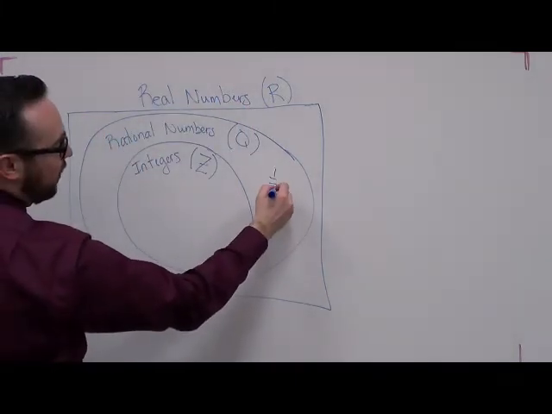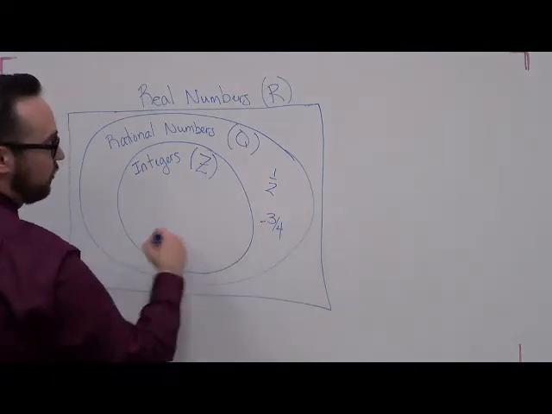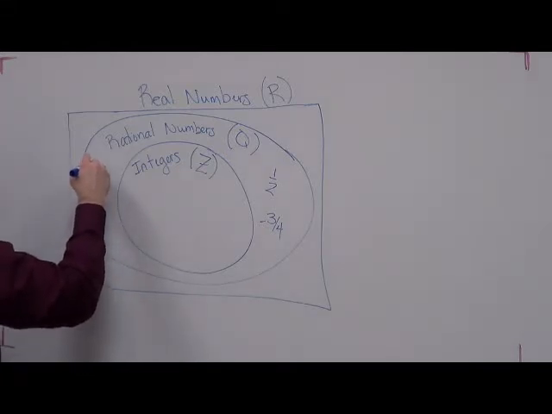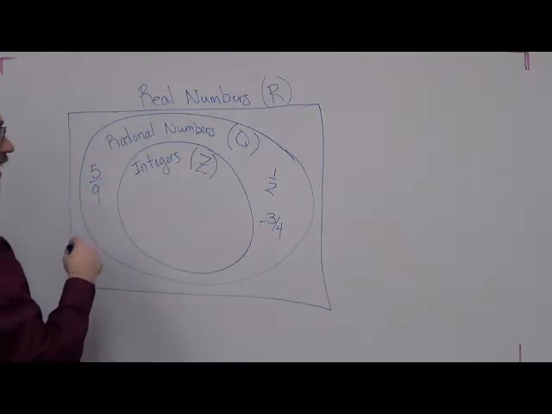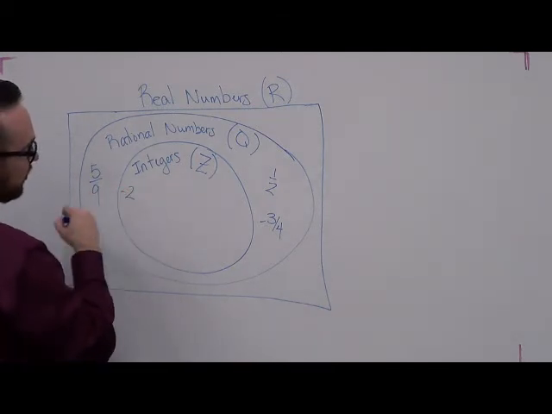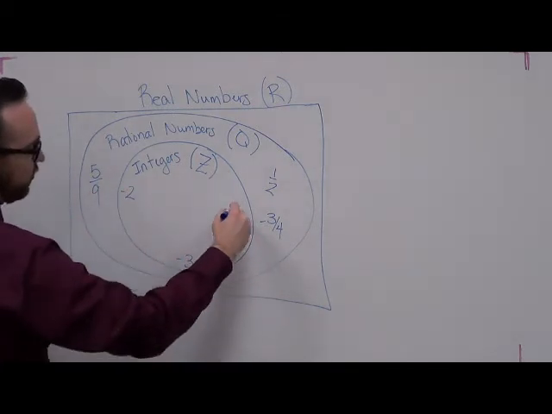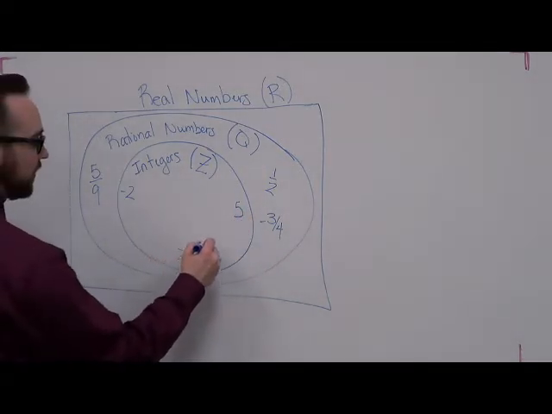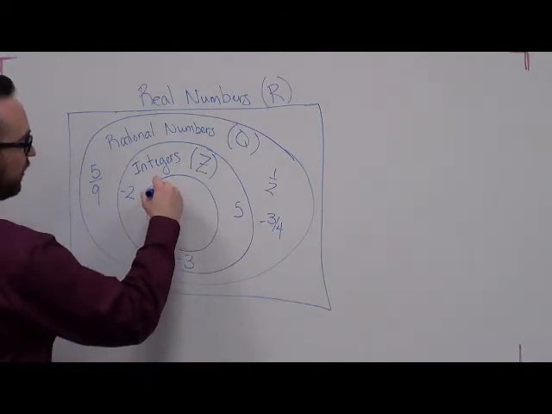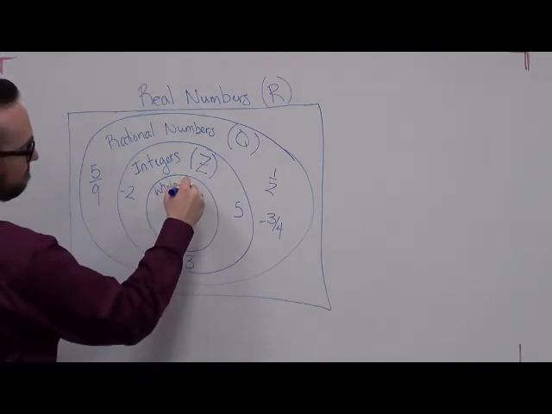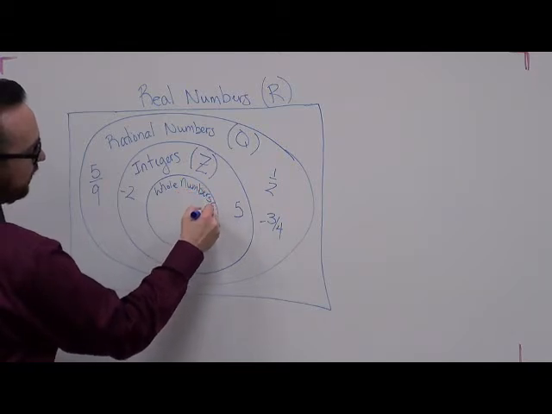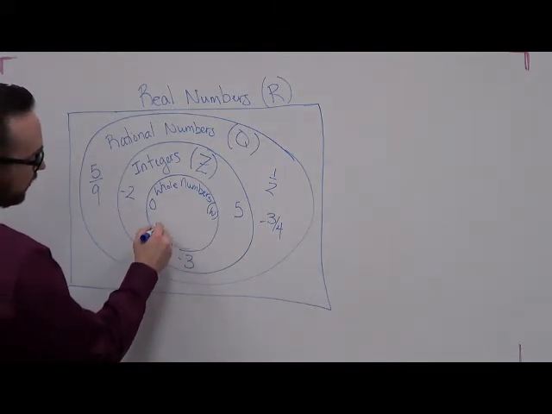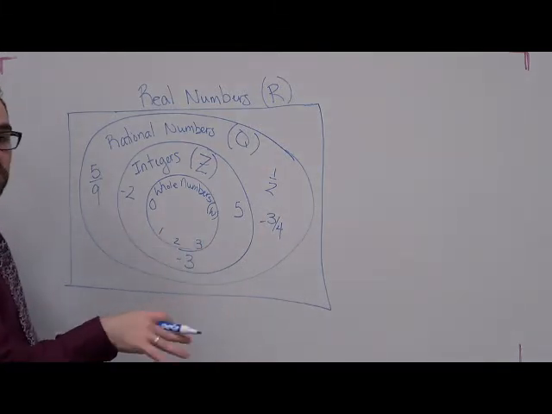Rational, this could include like 1/2, -3/4. It could be 5/9, those things. Integers are now included, so now we're just looking at -2, -3, 5, and so on and so forth. Then we isolate this a little bit more, and we're into what we call whole numbers. And that is a W, so that makes sense. Remember, that includes 0, but then it's just all positive. So 1, 2, 3, and so on.